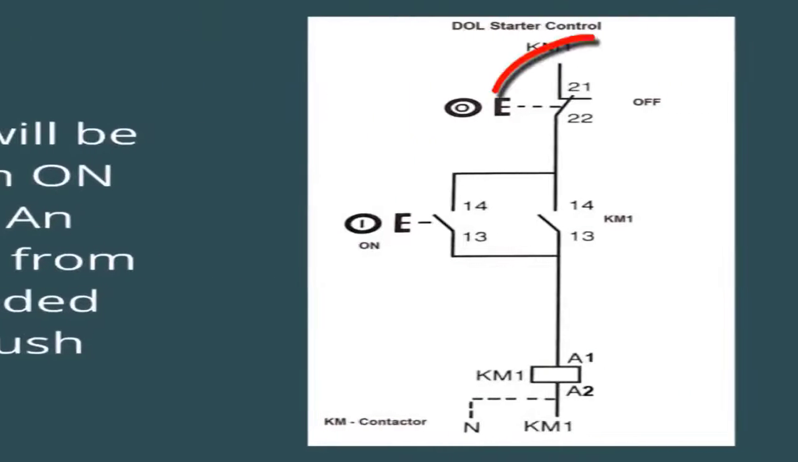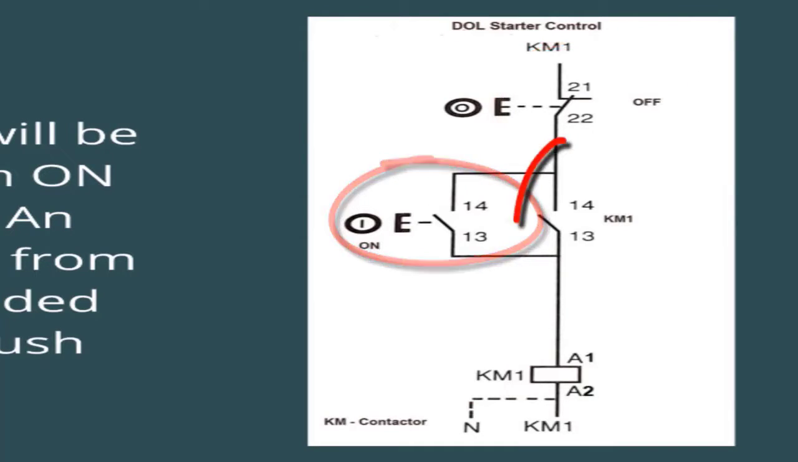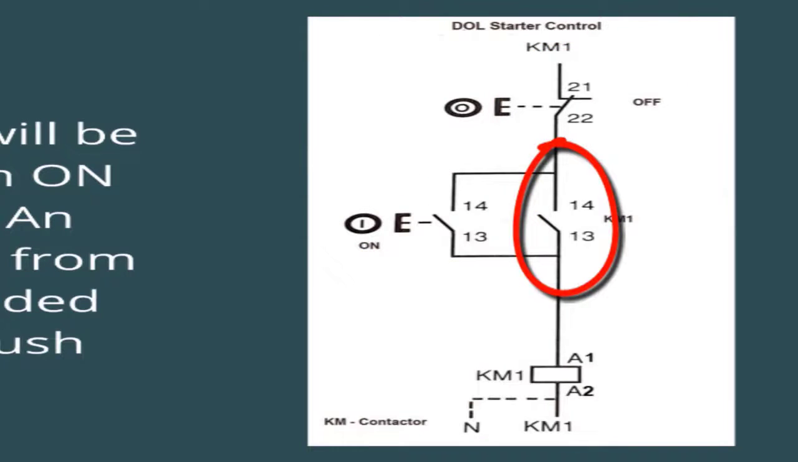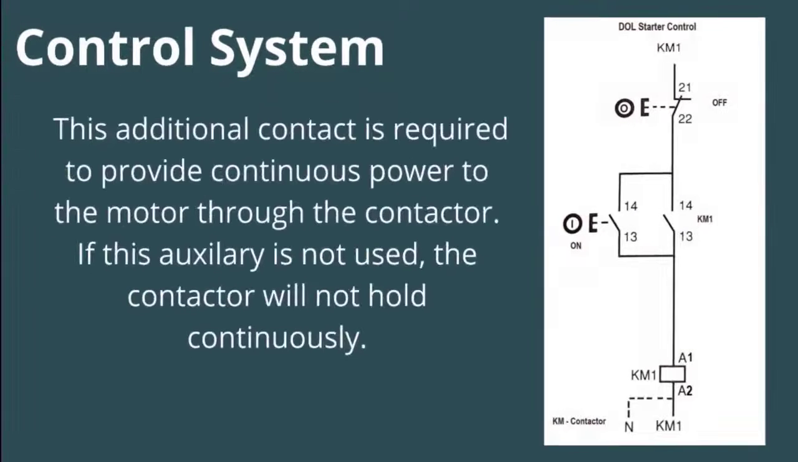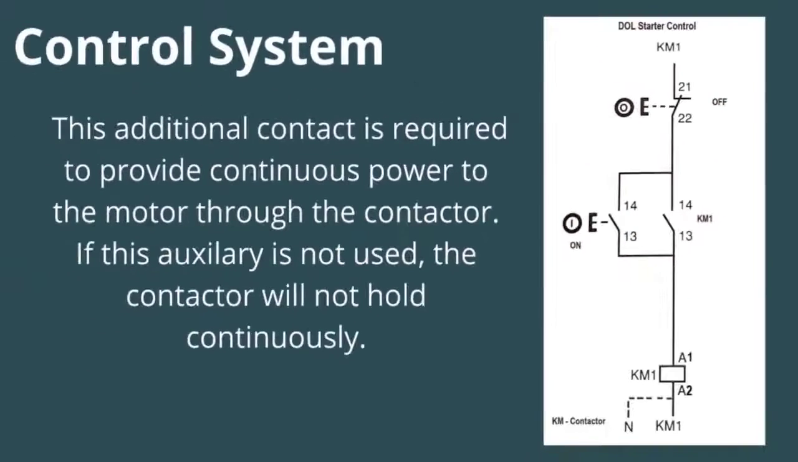The off push button will be NC and NO is used in the on push button switch. An additional NO contact from the contactor is provided parallel to the on push button. This additional contact is required to provide continuous power to the motor through the contactor. If this auxiliary connection is not used, the contactor will not hold continuously.